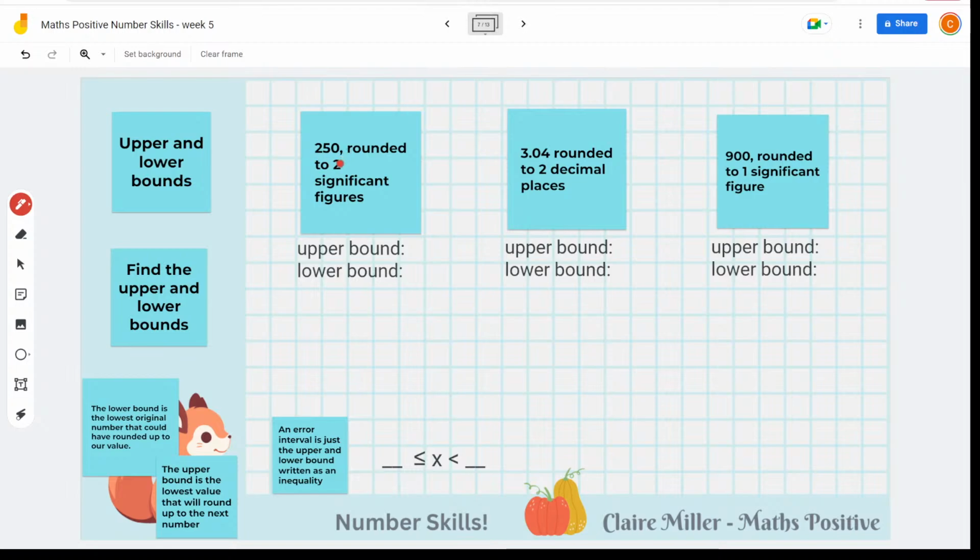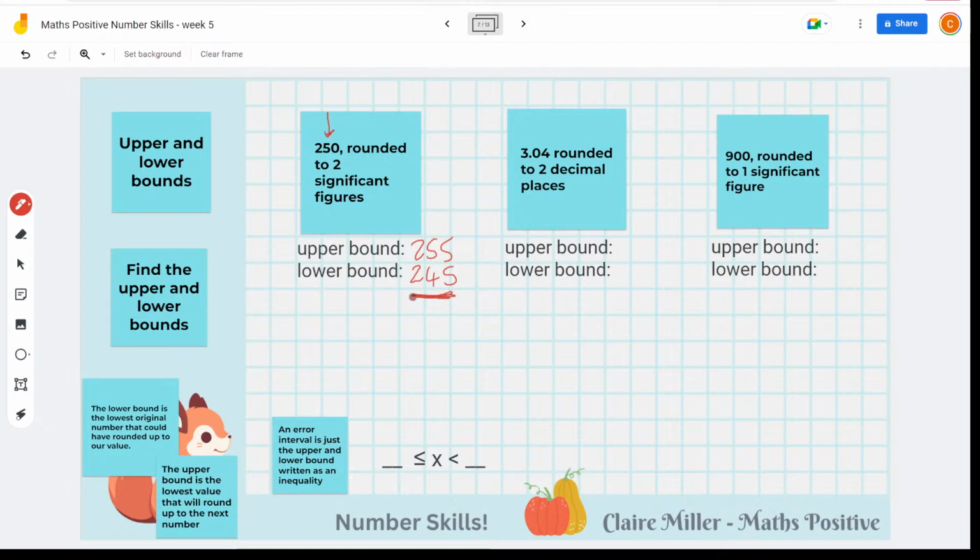So 250, if it's rounded to two significant figures, that means the digit it was rounded to would have been a 10. So that means we could be half of 10 below or half of 10 above, and it would still have just about rounded to 250. So the upper bound is going to be 255, and the lower bound is going to be 245. So notice I've taken 5 off, half of 10 in the column we've rounded to, and I've added 5 as well.